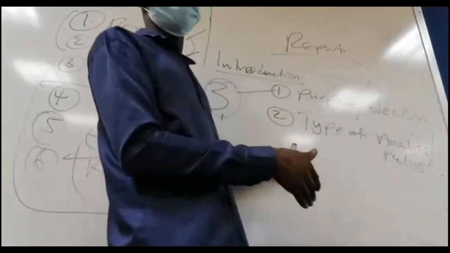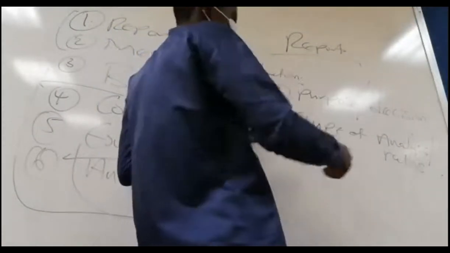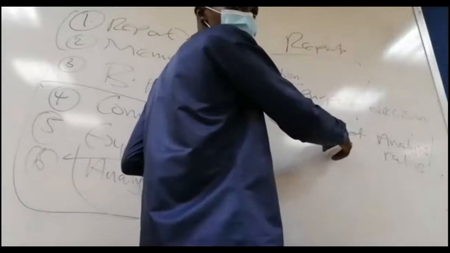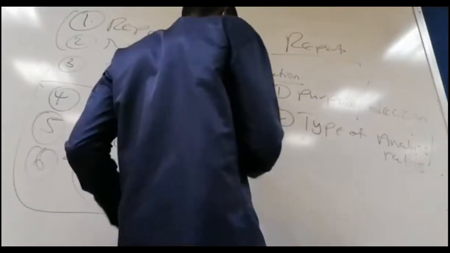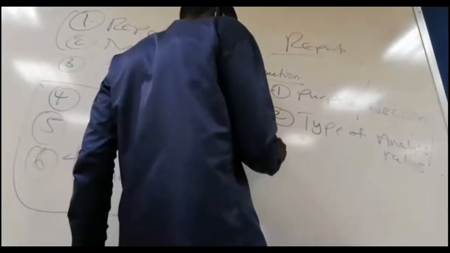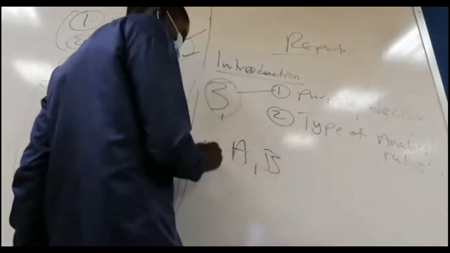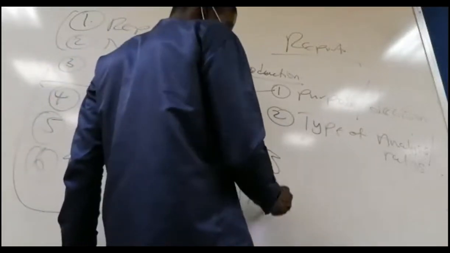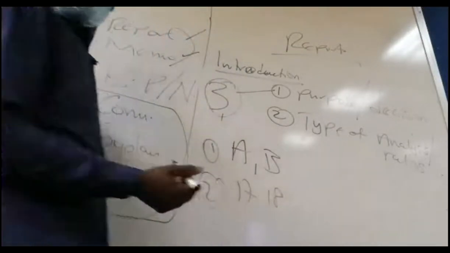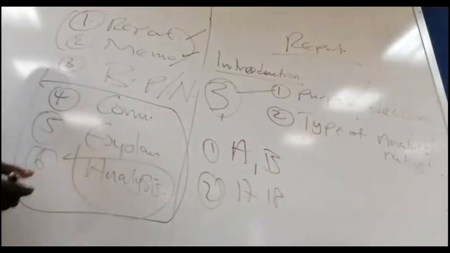Common size analysis. Using trend analysis, a type of analysis will be what? Trend analysis. How do we get it? Good. But sometimes you see two companies, company A and company B. That's one set. Still ratio, but the same company, 2017, 2018.